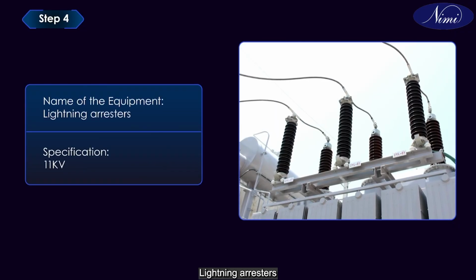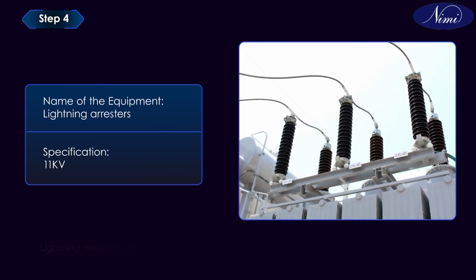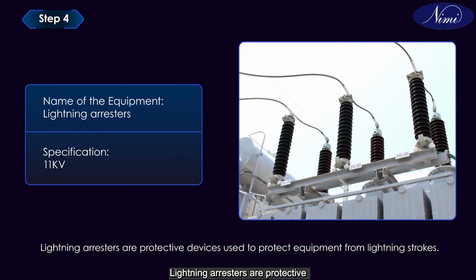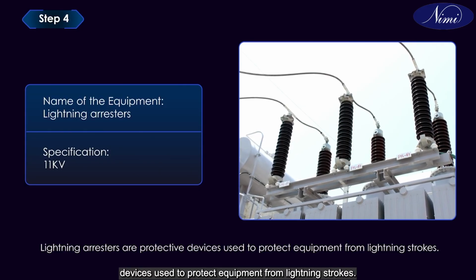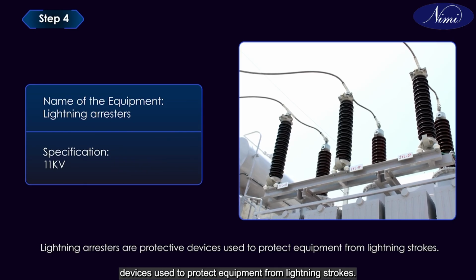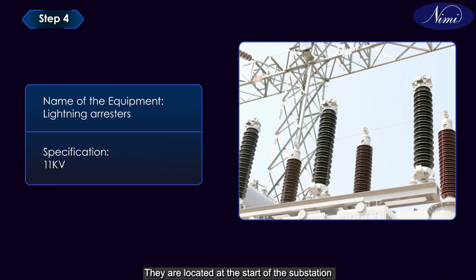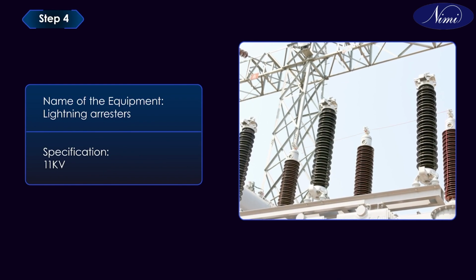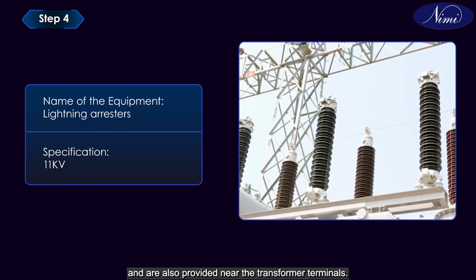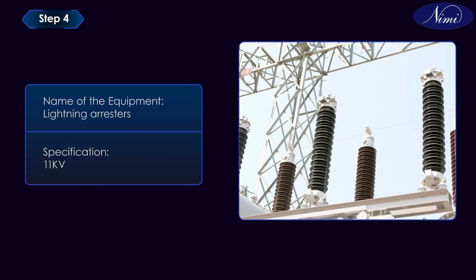Lightning arresters, 11 kilovolts. Lightning arresters are protective devices used to protect equipment from lightning strokes. They are located at the start of the substation and are also provided near the transformer terminals.